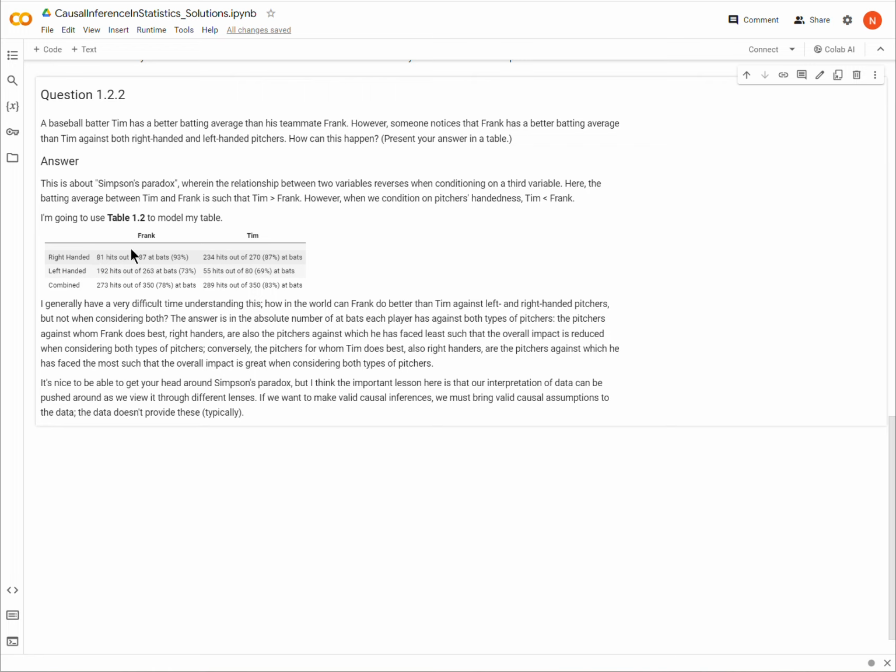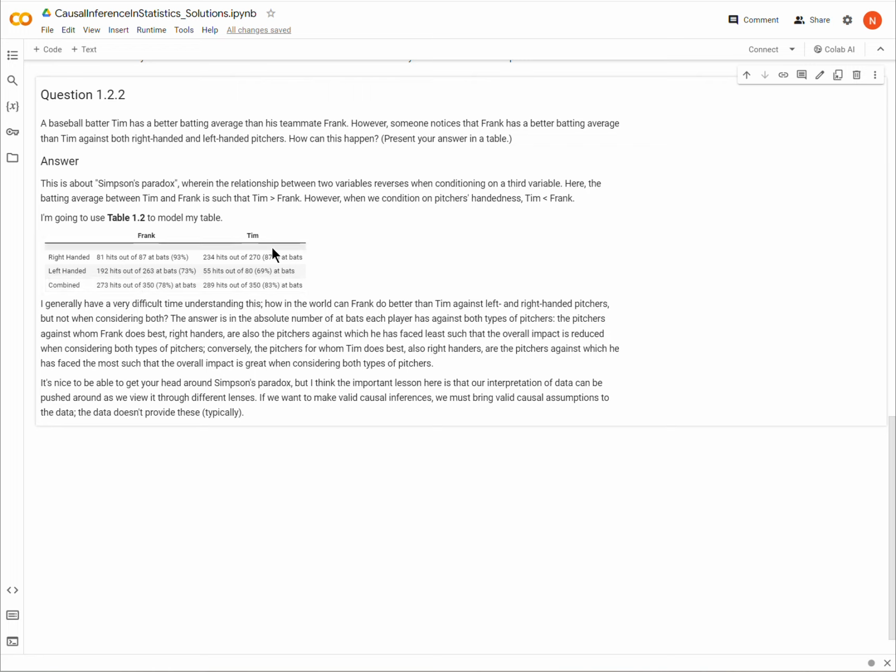the pitchers against whom Frank does the best, right-handed pitchers, he has 87 at-bats with, and those against whom he does the worst, he has 263 at-bats with. So in other words, the pitchers against whom he's doing best, he sees the least. And so when I combine the at-bats for right and left-handed pitchers for Frank, the pitchers against whom he's doing the best make up a small amount of the total at-bats that he's having.